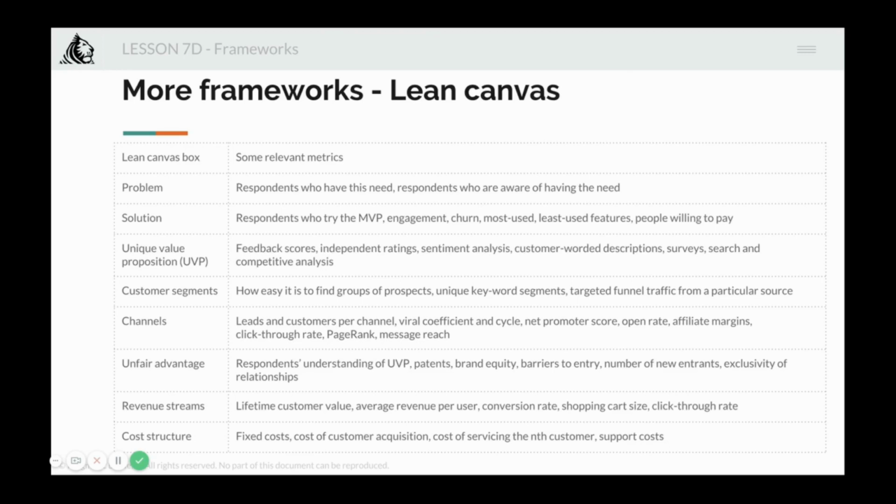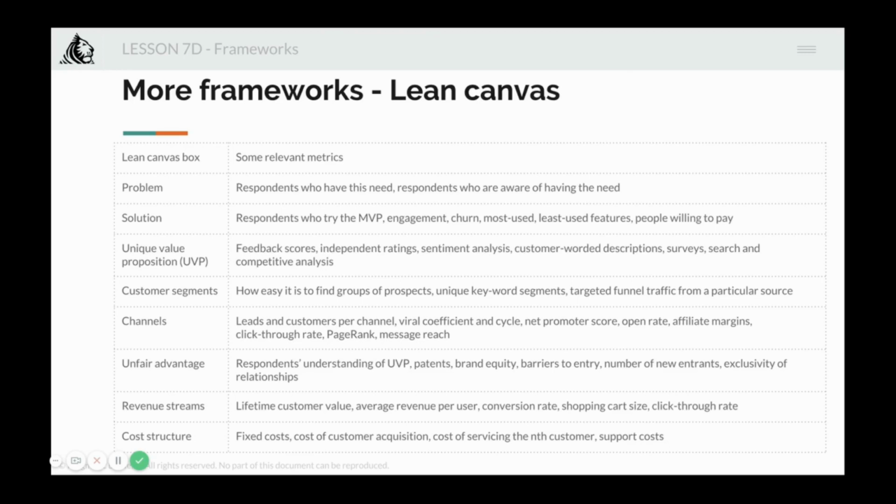You don't run experiments on this box, but it's important to fill it out anyway because it's definitely open to debate and discussion, right? So, what are the lean canvas boxes? The problem, right? So, respondents who have this, on what do you fill in that? You will fill respondents who have this need, respondents who are aware of having the need. Then the solution, your respondents who try the MVP, engagement churn, most used, last used features, least used features, people willing to pay. This is the metrics that you will track to measure whether the solution is working or not.